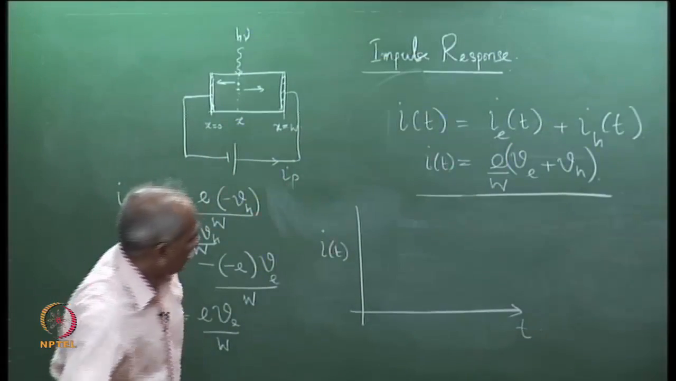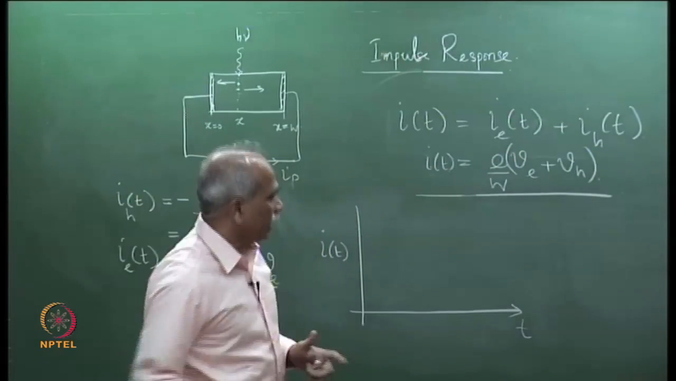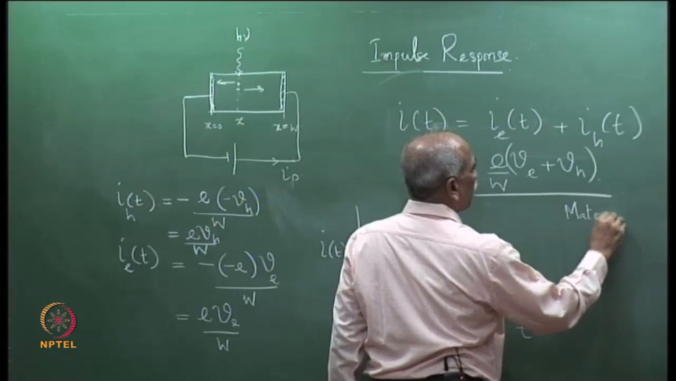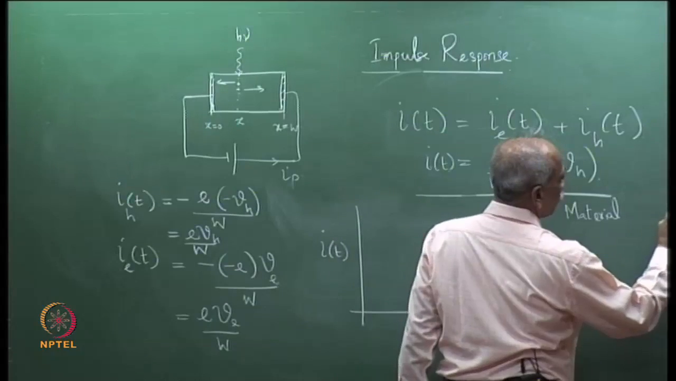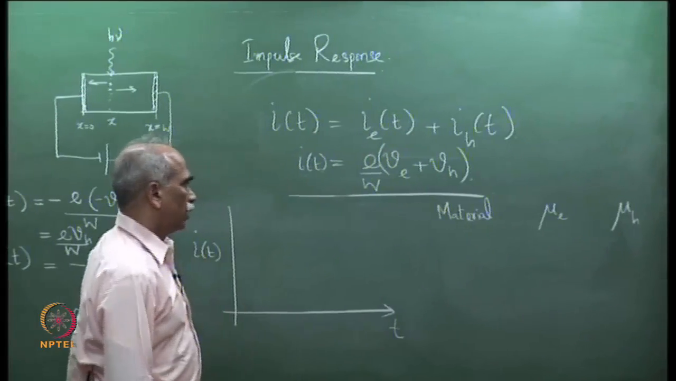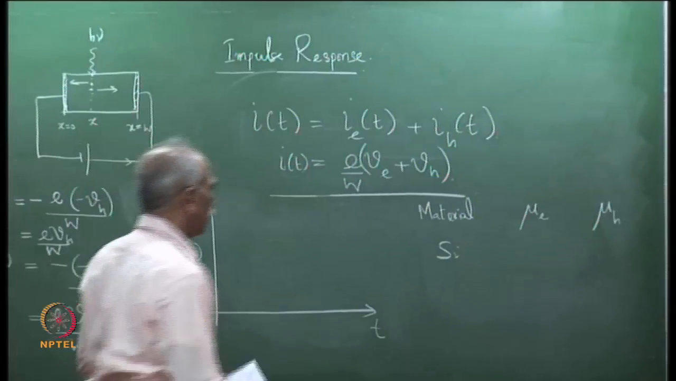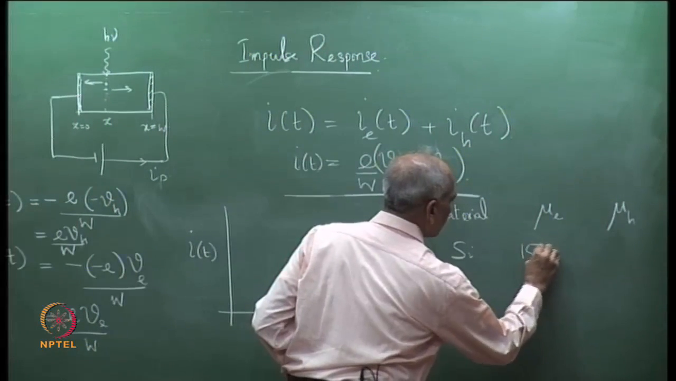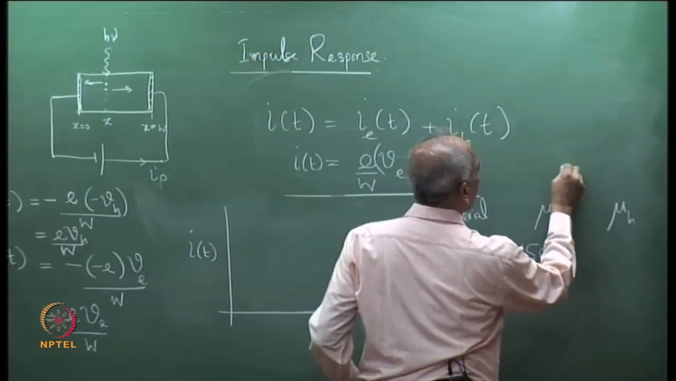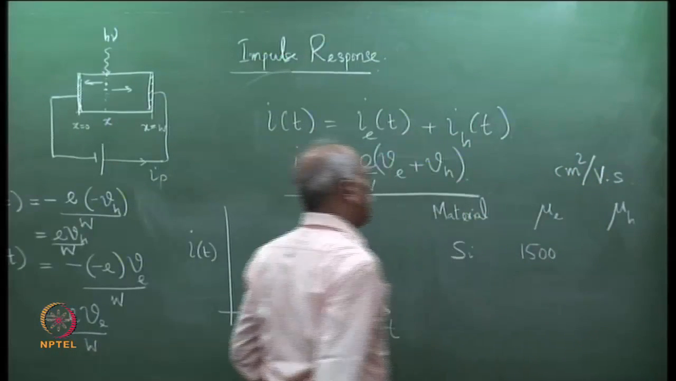Now, it would be worthwhile to have some values of mobility, so that we have an idea in plotting. So, let me give values for some materials. So, material, mu e and mu h. If we take silicon, let me give you some numbers. So, this is 1500. What is the unit? Mu e and mu h, centimeter square per volt second.